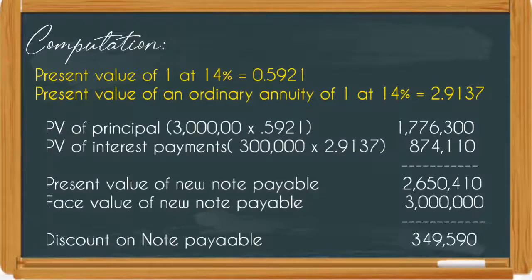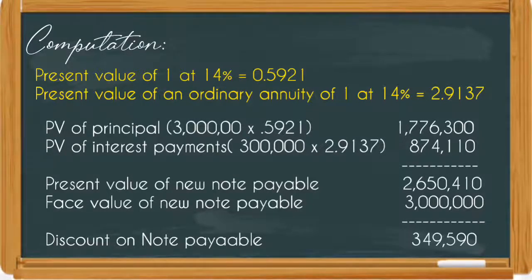1,776,300. For the present value of interest payments, 300,000 times 2.9137 is equal to 874,100. The 300,000 was obtained because the 3 million is multiplied by the new rate of 10%. Then 2.9137 is used as the present value factor because it is paid every year. So 1,776,300 plus 874,100 is equal to the present value of the new note payable, which is 2,650,410.